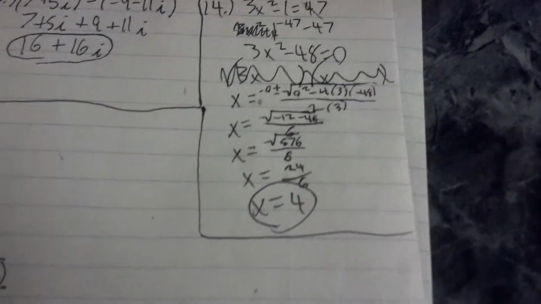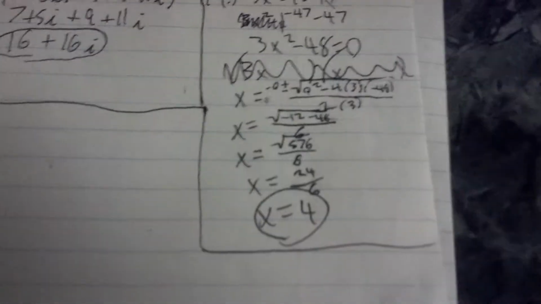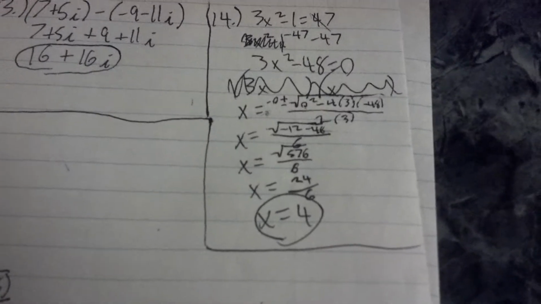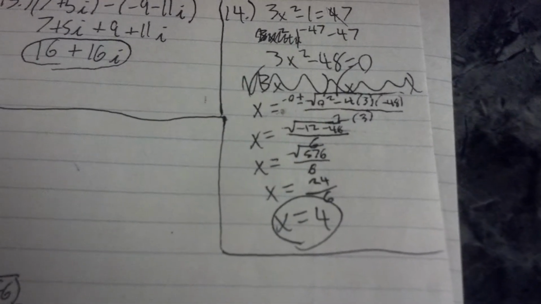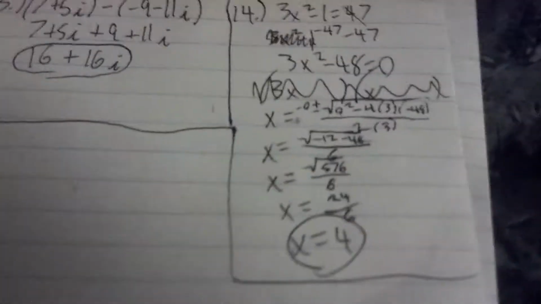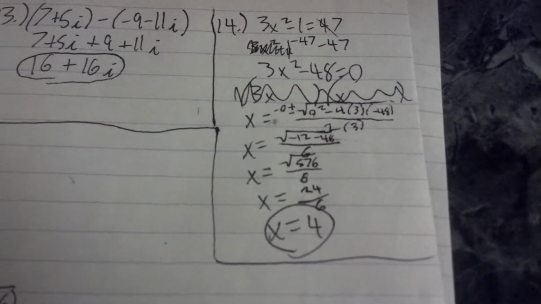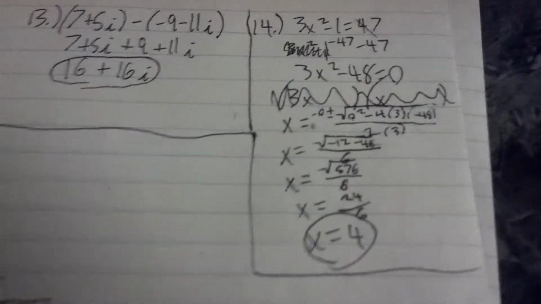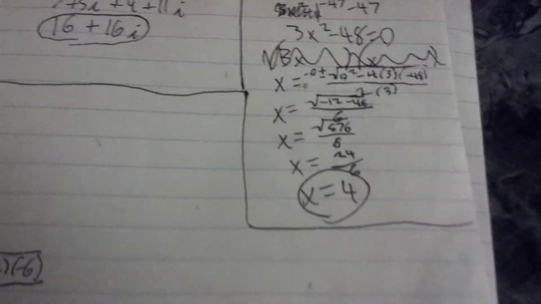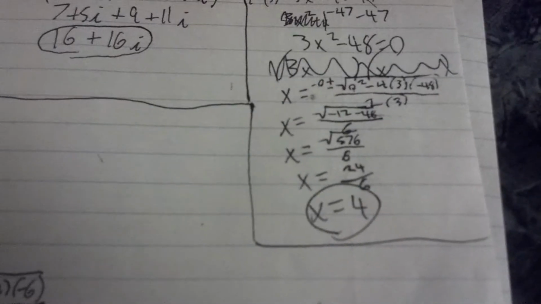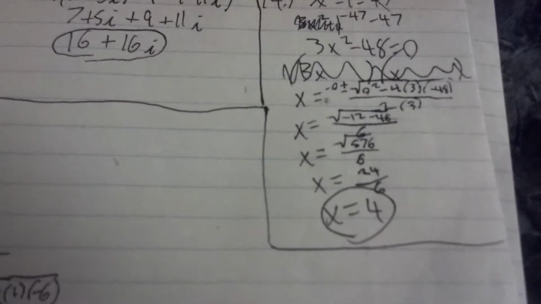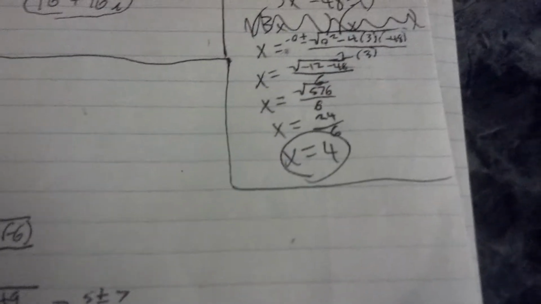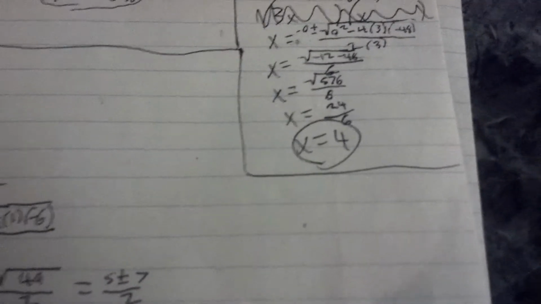So then when you simplify that top one with the zeros in it, it'll give you negative 12 times negative 48. There should be parentheses around those, my bad. But yeah, negative 12 times negative 48 over 6, which gives you 576 divided by 6. And the square root of 576 is 24. So divide that by 6, and it just gives you x equals 4.